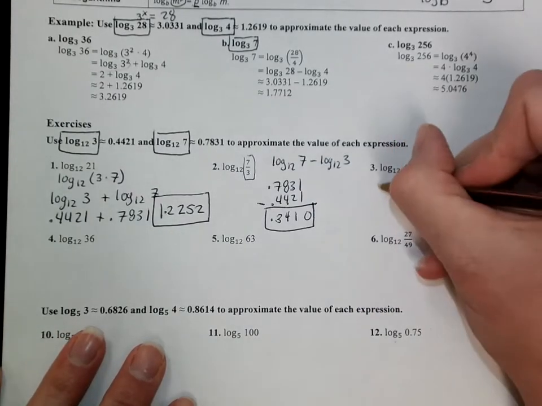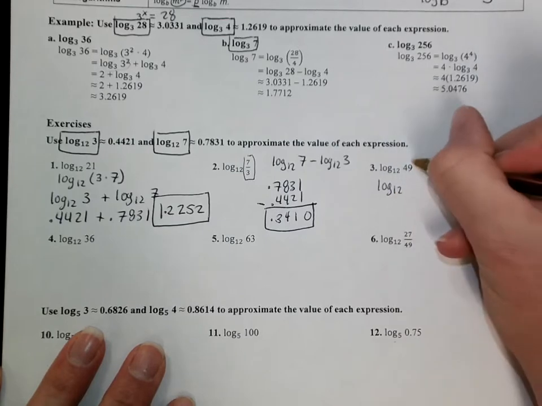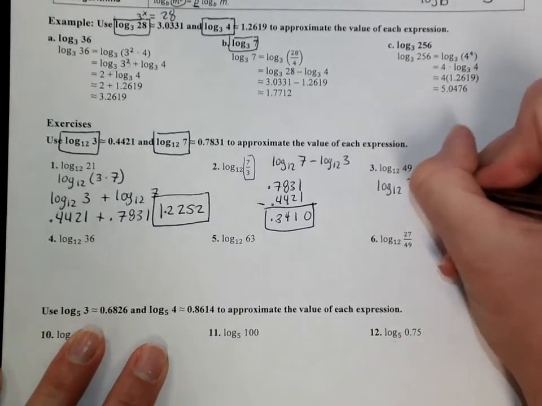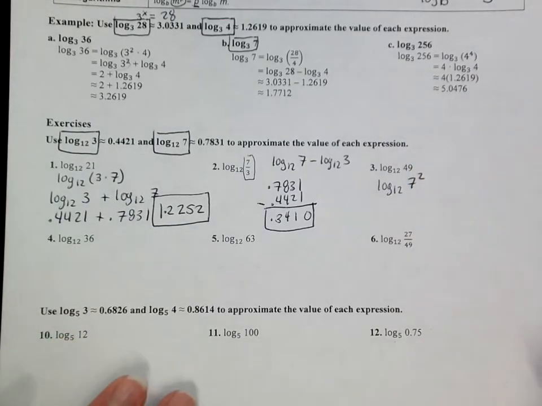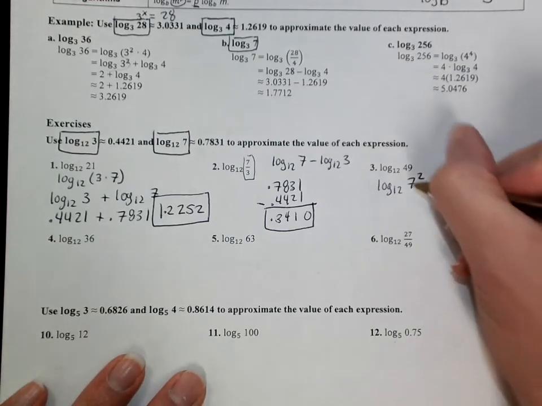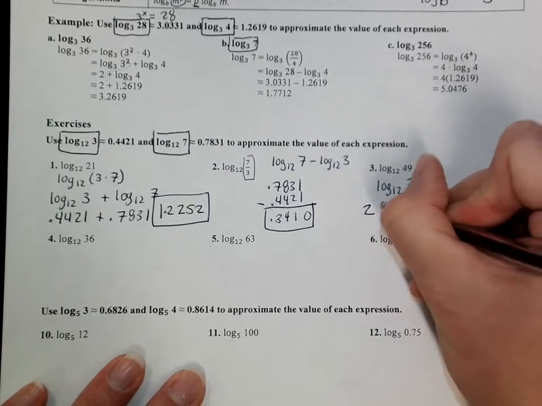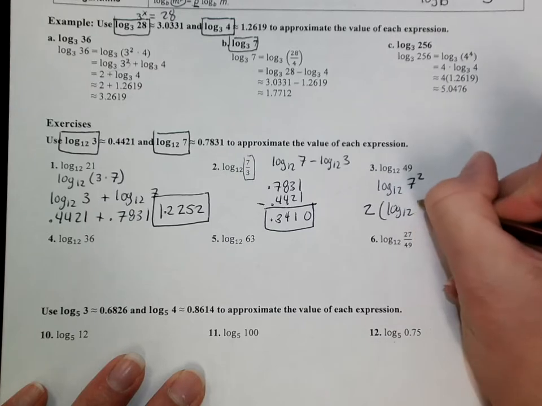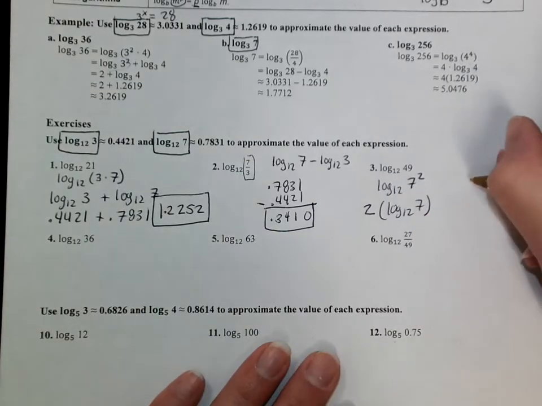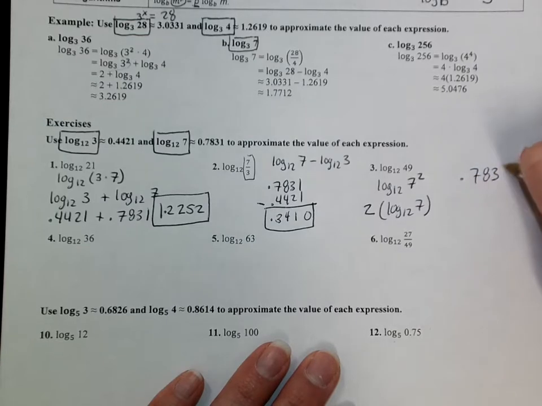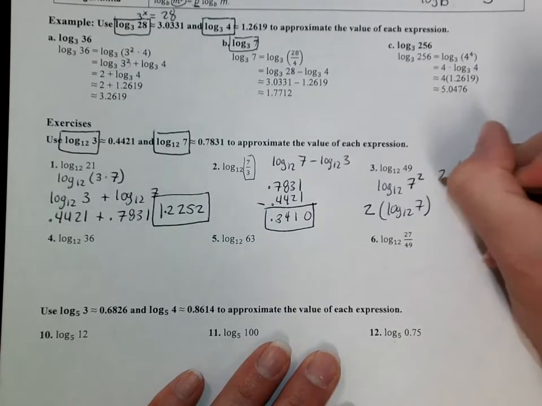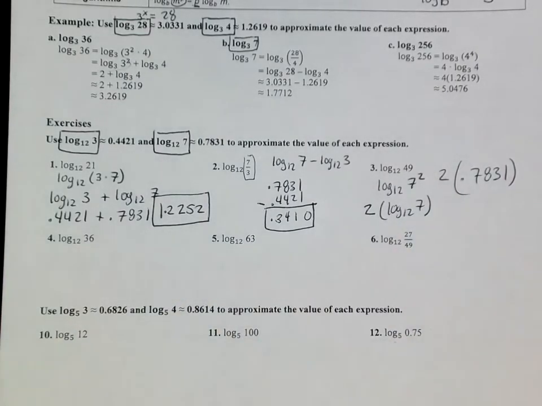Same thing here, log 12 of 49. Well, I know that 49 is 7 squared. So my properties of logs say that I can bring that 2 down and say that's 2 times the log 12 of 7. Well, the log 12 of 7 is 0.7831. When I multiply that by 2, I'm going to cheat this time and use my calculator. Don't judge me. You probably want to too.